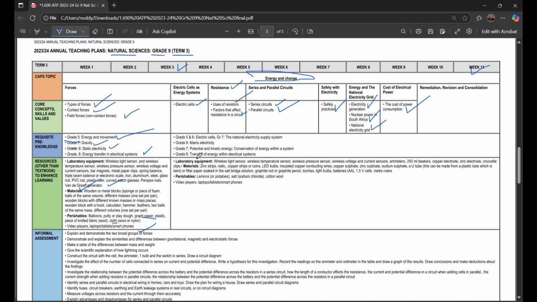And you're also gonna learn more about the laboratory equipment and the perishables, things like lemons or potatoes, salt, which is sodium chloride, cotton wool, and things like that.